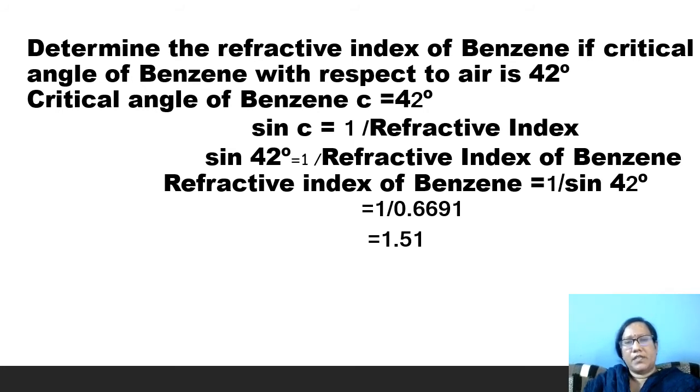Critical angle of benzene C. C is equal to 42 degrees. What is the formula of C? Sin C is equal to 1 by refractive index. So sin 42 is equal to 1 by refractive index of benzene. So refractive index of benzene is equal to 1 by sin 42, and this value is 0.6691. So the answer is 1.51. This is the refractive index of benzene.